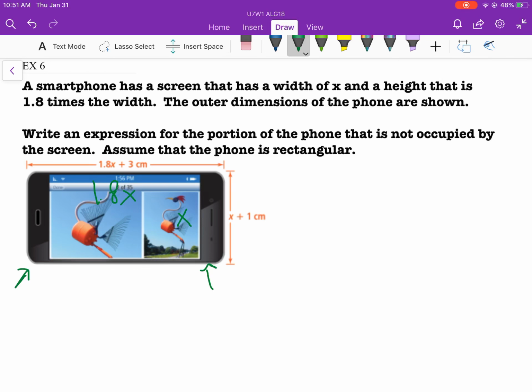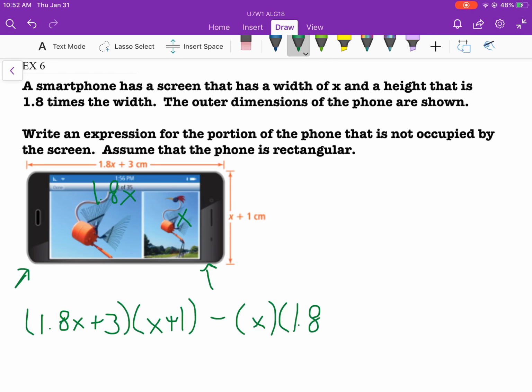So you would do the area of the outside, which would be the top expression multiplied by the side, and subtract the area of the inside expression, like so. Done.